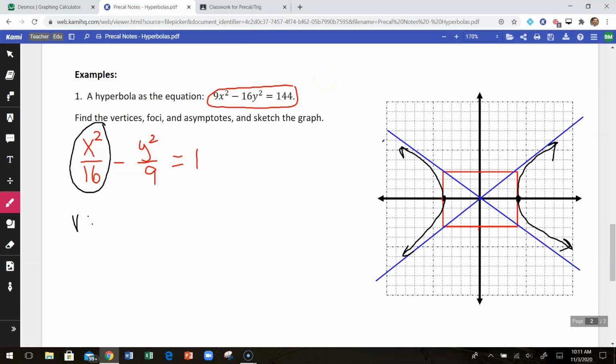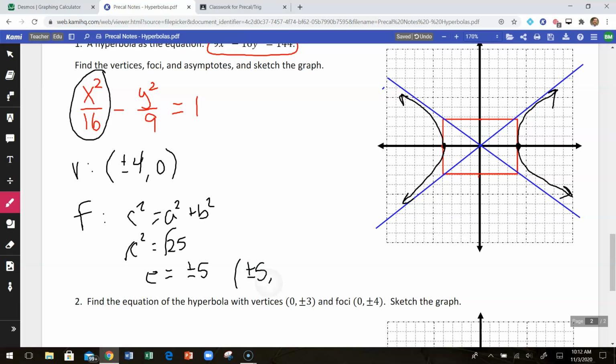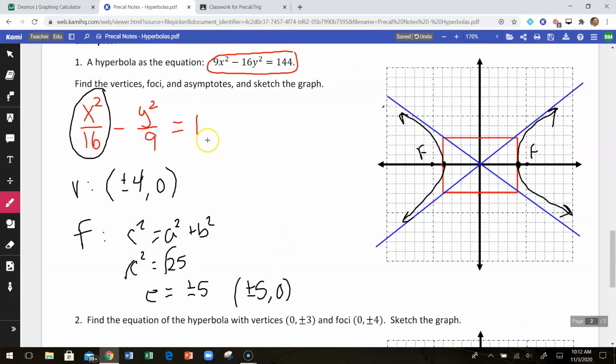So the vertices, again, because x came first, I know it's the number under x. It's going to be plus and minus 4, comma 0. The foci, we're going to use our formula c squared equals a squared plus b squared. All you're doing here is simply taking the numbers on the bottom and adding them together. So 16 plus 9 is 25, and then take the square root. That gives us that c is plus and minus 5, which means our foci have coordinates of plus or minus 5, comma 0. So I'm going to go ahead and plot those as well. Those should always occur inside of your hyperbola, so they should be going around those things. So that happened, that's good. If you get values that don't make that happen, then you used the formula incorrectly.